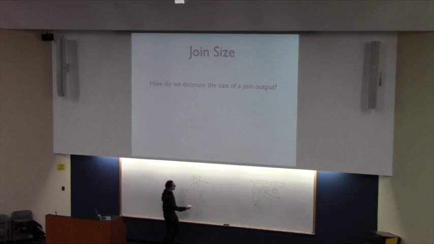Okay, so I could potentially estimate this as the cross product, R times S, so this would be the size of R times the size of S. Okay, can I do better than that, just using the information that you've been presented with so far? Okay, so we need to know something about the distribution of B. How could we use that?